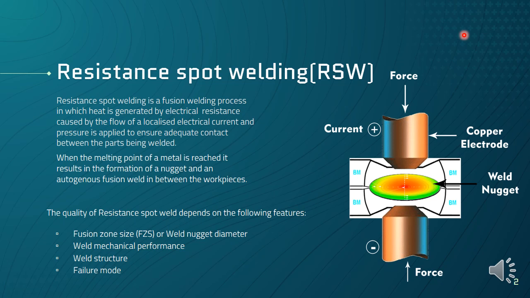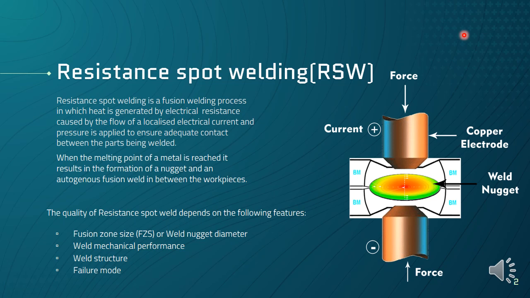Resistance spot welding is the dominant process in welding metal sheets in automotive industries. Resistance spot welding is a fusion welding process in which heat is generated by electrical resistance caused by the flow of a localized electric current, and the pressure is applied using copper electrodes to ensure adequate contact between the parts being welded. When the melting point of a metal is reached, it results in the formation of a nugget and an autogenous fusion weld in between the workpieces.